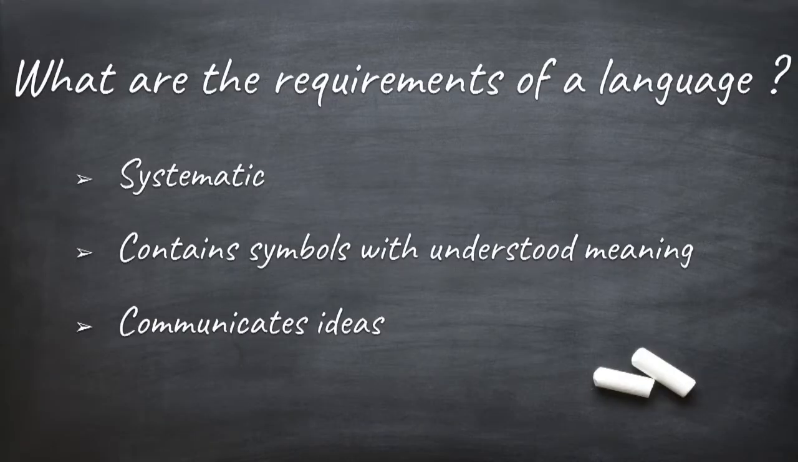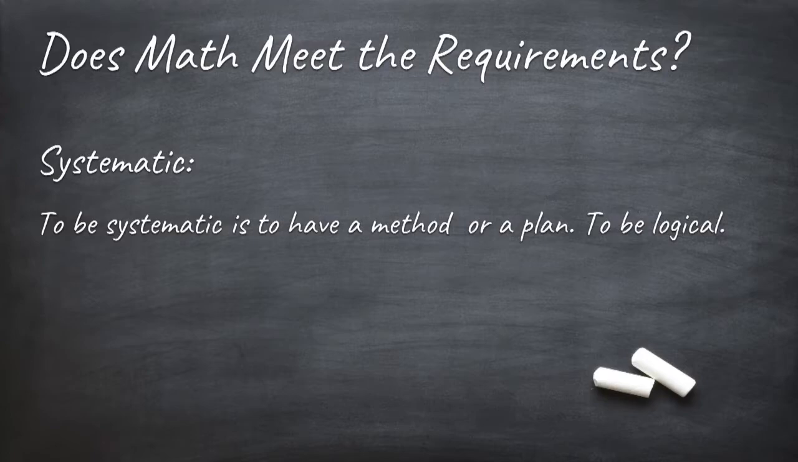So first, systematic. To be systematic is to have a method or a plan, to be logical. If you have a systematic approach to cleaning, it means you start over here in the kitchen, move to the living room, and then to the bathroom. Versus a non-systematic approach to cleaning would be starting in the kitchen, going to the bathroom, going back to the kitchen, and then to the living room, and just kind of bouncing back and forth. Now note, I'm not saying that there is a correct plan for how to clean. I'm saying that you have a plan. It doesn't matter what order you clean the rooms in, as long as you go from one room to the next.